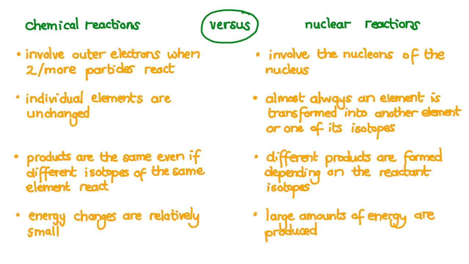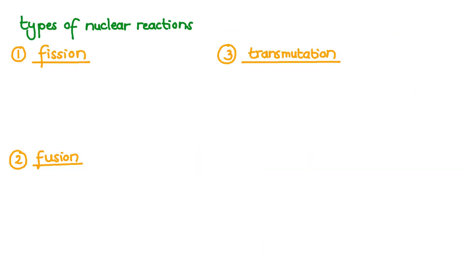And lastly, in chemical reactions, the energy changes are relatively small, while nuclear reactions produce large amounts of energy. Now on to the last part of this video, types of nuclear reactions. We can classify nuclear reactions into three types: fission, fusion, and transmutation.